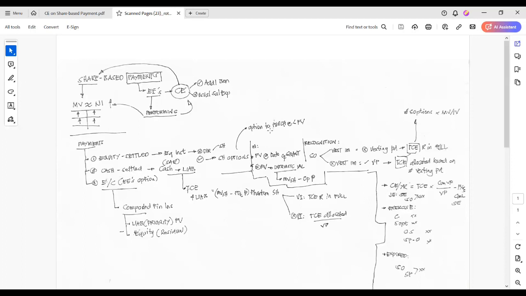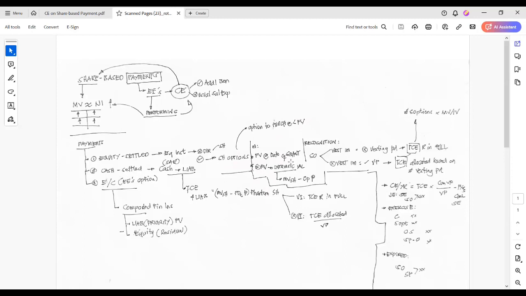Okay? So what is now the measurement? The measurement of these share options, these are measured at fair value of the options at the date of grant. Okay, fair value of the options at the date of grant. Paano kapag walang fair value at the date of grant? In the absence of fair value at the date of grant, you will use the intrinsic value.